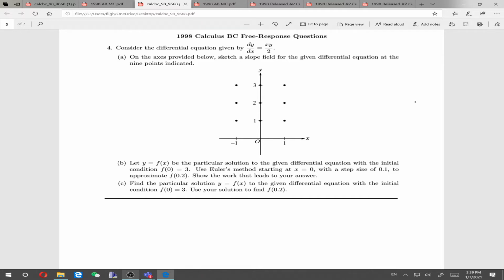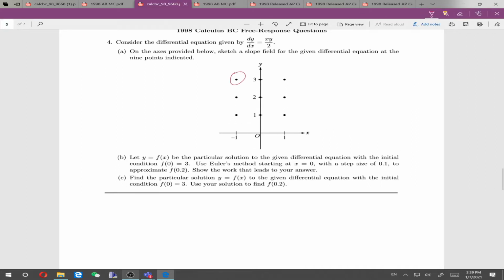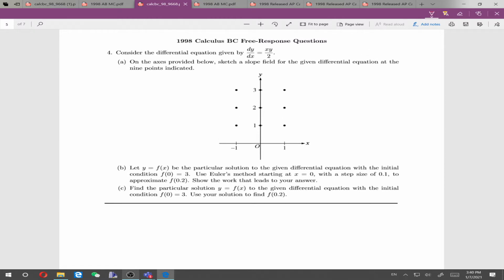Sorry, the third point, the -1, 3. That is this point here. What should the slope look like? Our slope is xy over 2. So what would our slope be equal to here? Negative 3 over 2. Okay, so starting from this point, if I went down 3 and over 2, I would be pointed towards this point. So that's my slope.